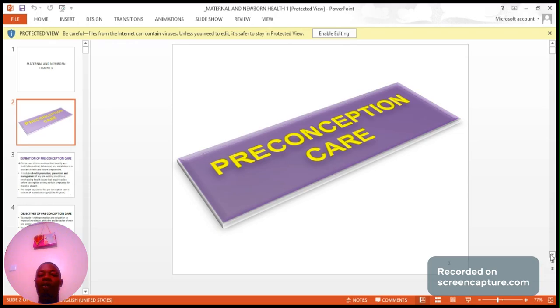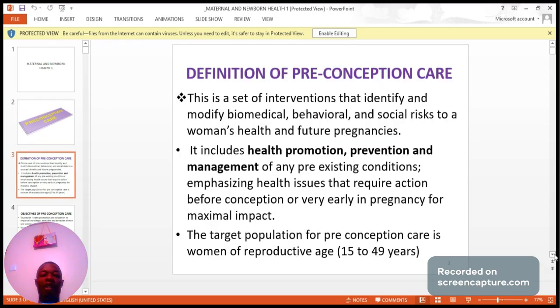So on the preconception care, the key thing here: the word preconception comes from preconceive, before the mother conceives, what is the categorical knowledge that she was supposed to be sensitized on. And the definition of preconception care is a set of interventions that identify and modify the biomedical, behavioral, and social risk to a woman's health and future pregnancy.